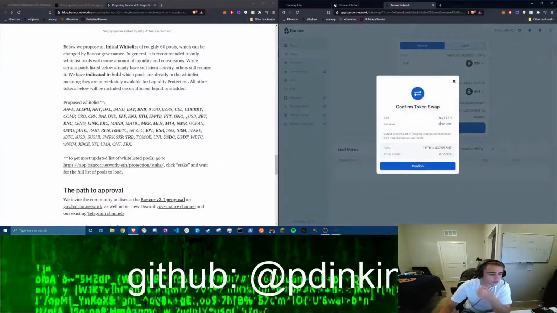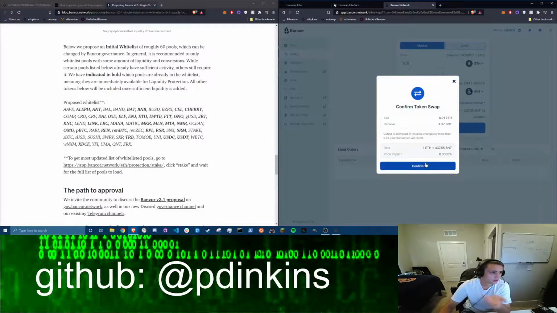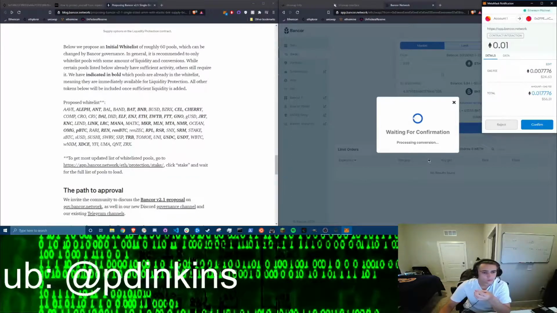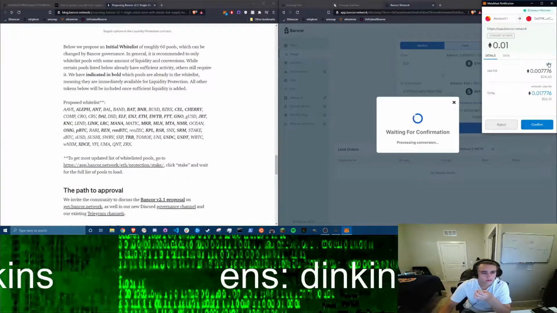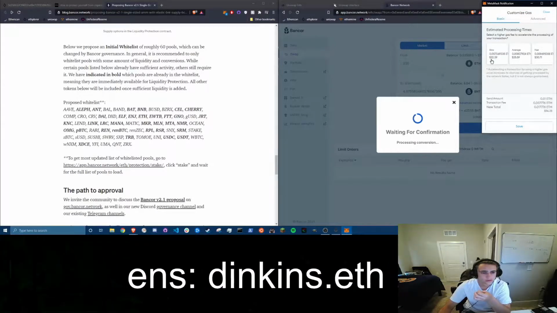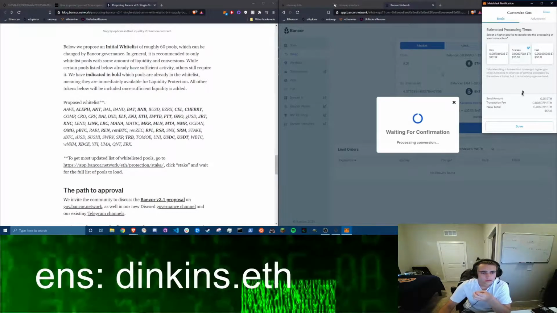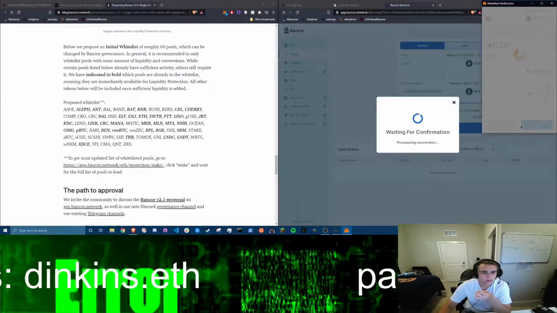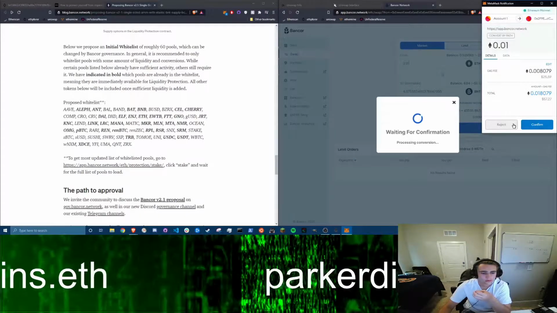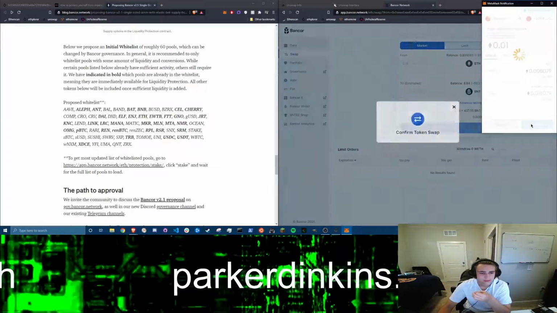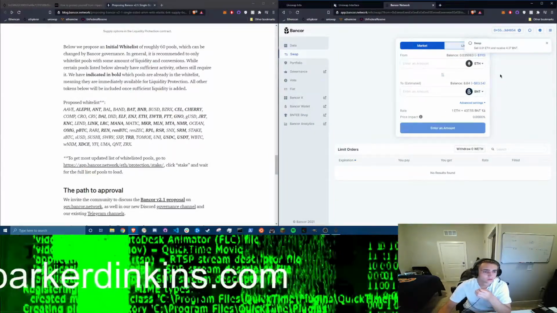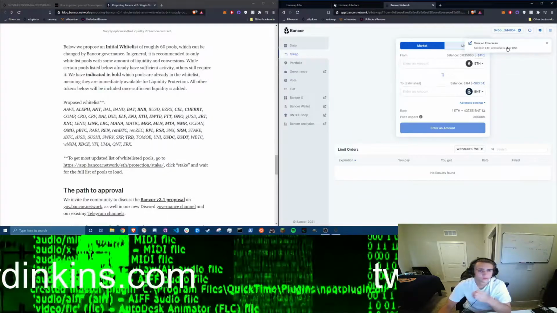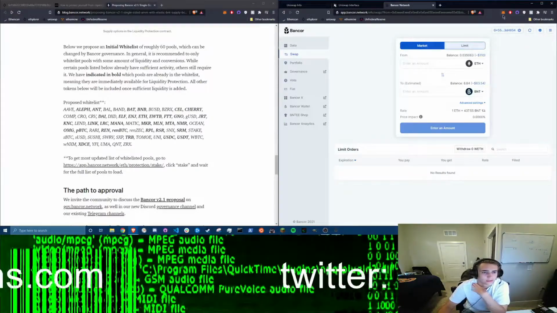I've never used this platform before, so I just kind of wanted to see how it is compared to Uniswap. So let's check this transaction. We'll just do average gas because I want this to go through fast for the video. Confirm it, whatever. Sell 0.01 ETH for 4.37 BNT.